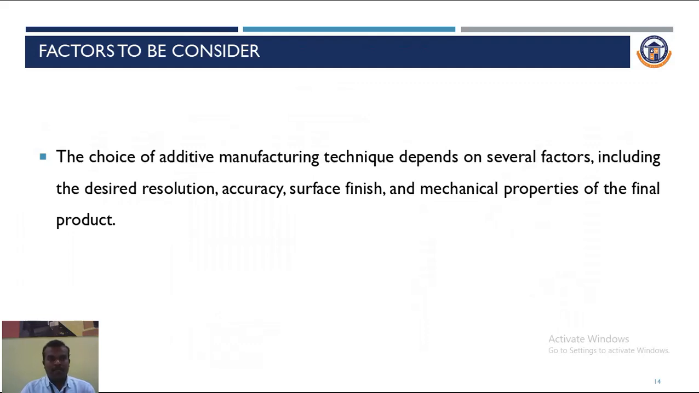So we have seen about the process. Based on the raw material, the process can be classified. Before choosing the process, based on our requirement, which kind of process is suitable for me? Before that we have to select the process parameters, that means the size of the component, the desired solutions, complexity of the problem, surface finish, mechanical properties, as well as the infill ratio. These are some of the factors that will be considered.